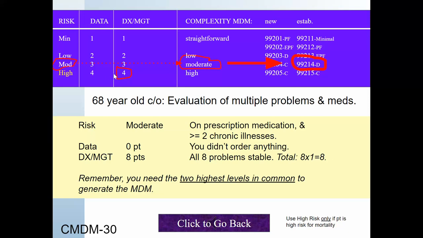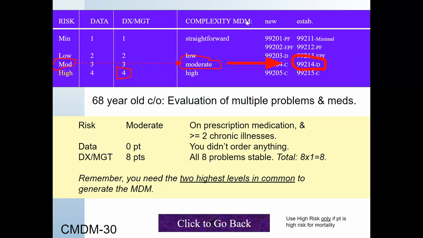So this level is a level 4, but it doesn't have anything in common with risk. Risk is not at this level. The only 2 levels here that are in common are this and this, because moderate does have a level in common here because it's covered by this. So this has to drop down to 3 to be in common with moderate level risk.